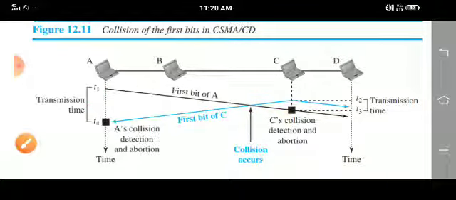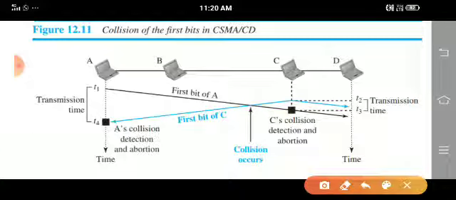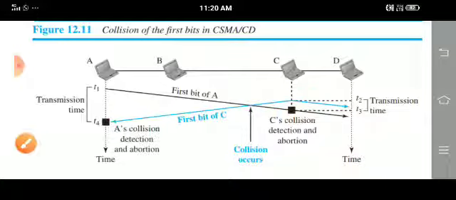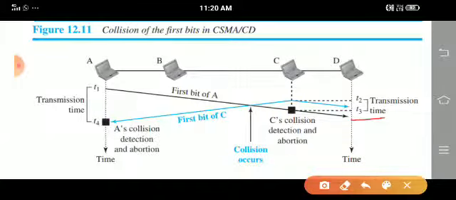And at time T2, station C checks for the channel. Now the channel is free because the bit sent by A has not yet reached C. And what happens is, when the bits from A and C get closer, they collide. Both the frames of A and C collide. Now C detects the collision at time T3.